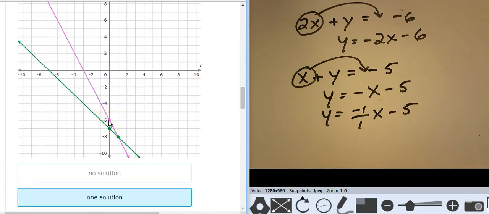That's the correct thing, but what did I do? Start at negative 6, go down 2 over 1. I started at negative 7 and not negative 5, so my green line should have started up here. All right, once again, Mr. Barre makes errors.